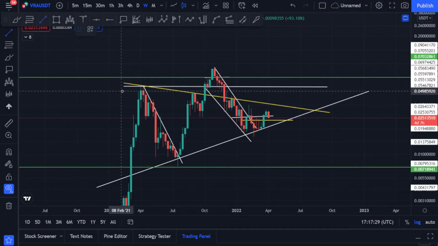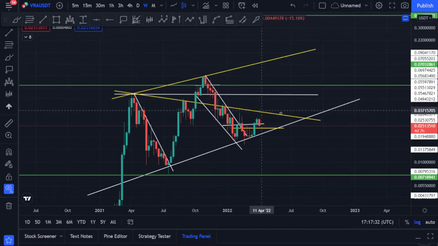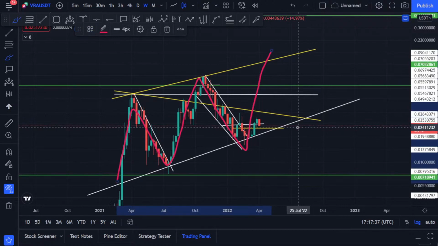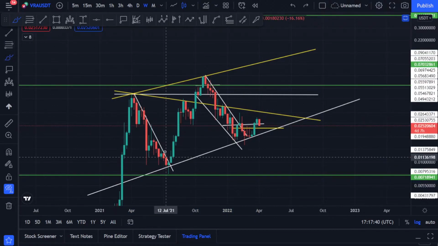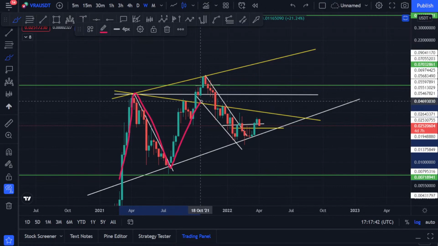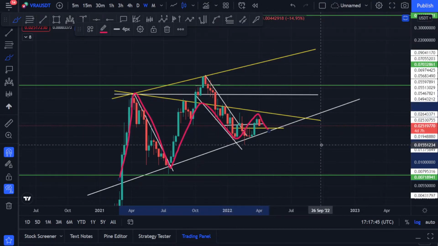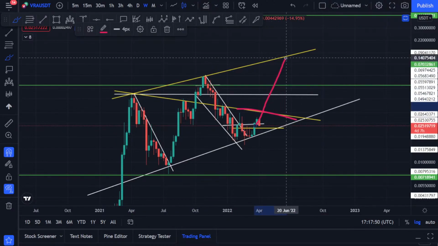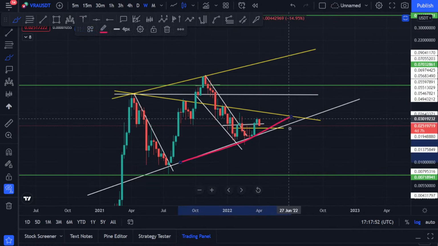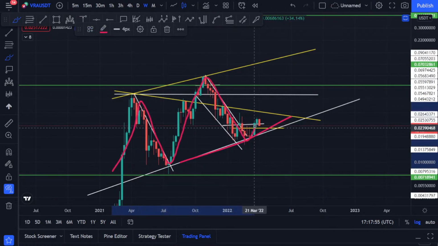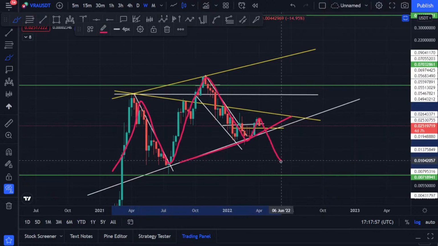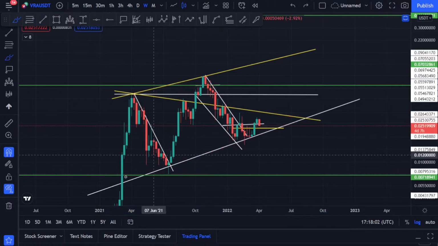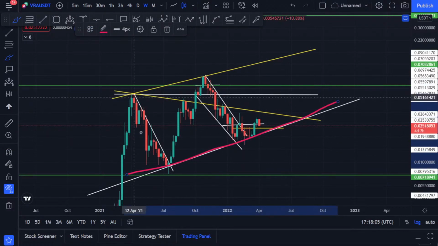And you were also making a higher formation like that. Depending on what resistance gets broken, that's the formation it can take. It can also take this kind of formation, and this kind of formation. So if it breaks this resistance, then it's going to take this formation. Let's say it hit here, then it might take this formation, where this is the neckline. But it is still holding this support line, so it's still looking good at the moment.